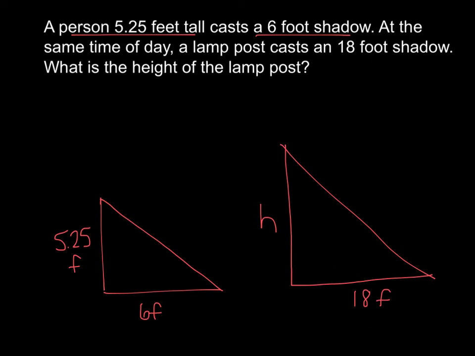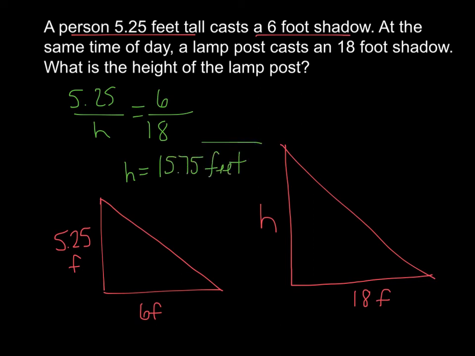I'll go through it quickly since you already did it. 5.25 times 18 divided by 6. The height of that lamppost is 15.75 feet. Did you get it right? If you did, it looks like you're understanding how to do these.